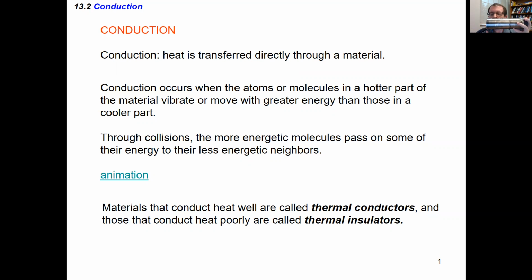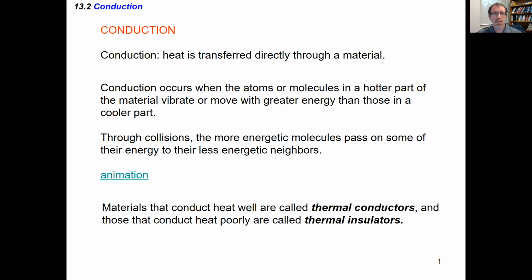Well, the atoms that are directly exposed to the flame are going to start vibrating violently back and forth. So they're really going to be bouncing back and forth. Those atoms are going to slam into their nearest neighbors, or at least we can picture it like that. They're going to set their nearest neighbors vibrating back and forth. And then those are going to slam into their nearest neighbors, and they're going to vibrate back and forth. It's this process of collisions of atoms through a material that is the process of conduction.